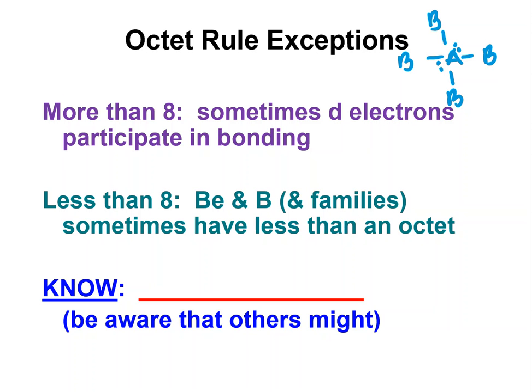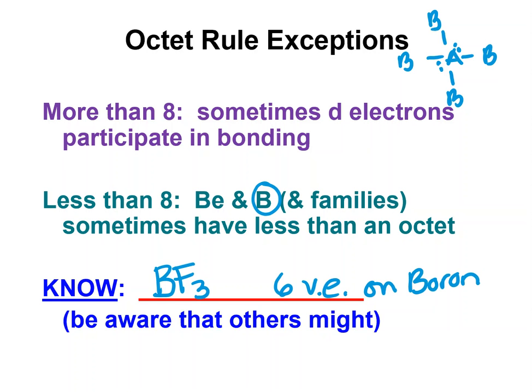Less than 8 is a little trickier. You have to kind of memorize these because otherwise on the central atom you would be trying to make a double bond. So know that the main one is that we see this with boron. That's the really common one. Know this compound, that has 6 valence electrons on the boron. And we'll draw it here in a second. We'll see a lot of these. We're going to go through the geometries of these with more than 8 first.